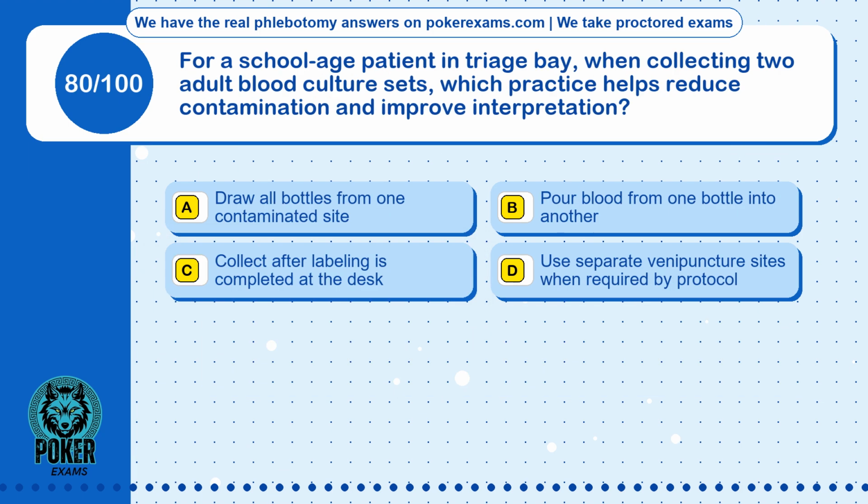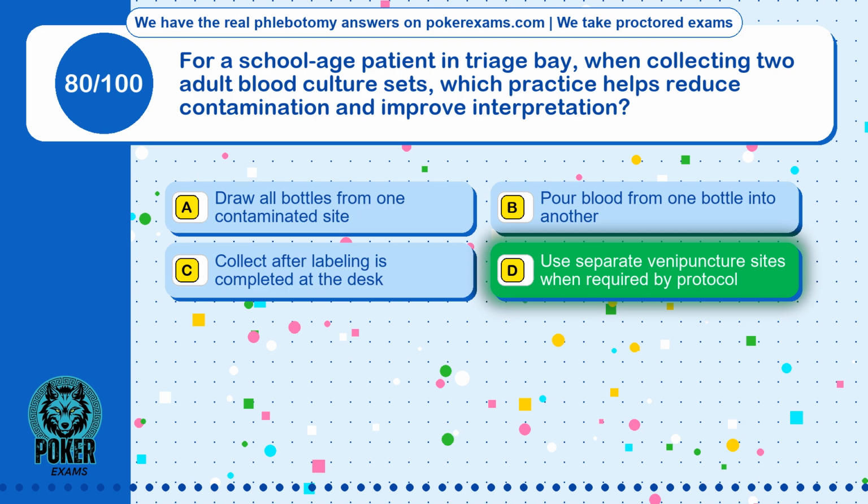Question 80. For a school-age patient in triage bay, when collecting 2 adult blood culture sets, which practice helps reduce contamination and improve interpretation? Option A. Draw all bottles from one contaminated site. Option B. Pour blood from one bottle into another. Option C. Collect after labeling is completed at the desk. Option D. Use separate venipuncture sites when required by protocol.